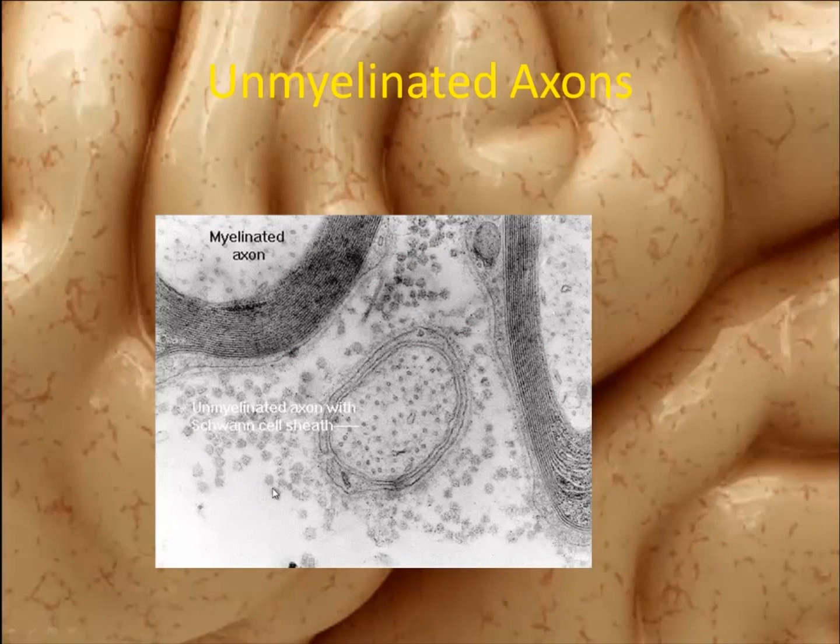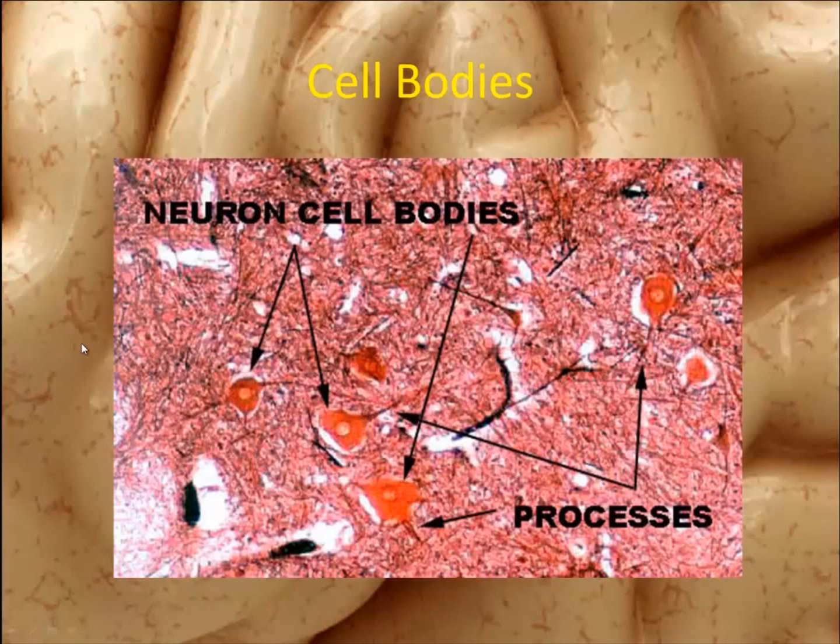Now here we can see that there is an axon that is unmyelinated. And over here we can see a myelinated axon with many layers of myelin on the outside. In this slide, we're looking at a group of neuron cell bodies, and we can actually see the dendrites, or the processes, coming off of these neuron cell bodies.